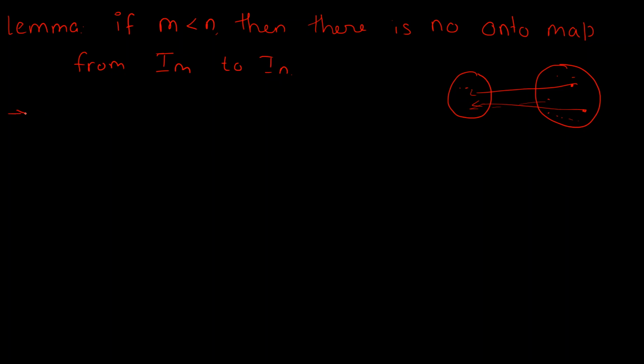So I will just prove this. Now let m be less than n, which is already given, and f from I m to I n be onto.